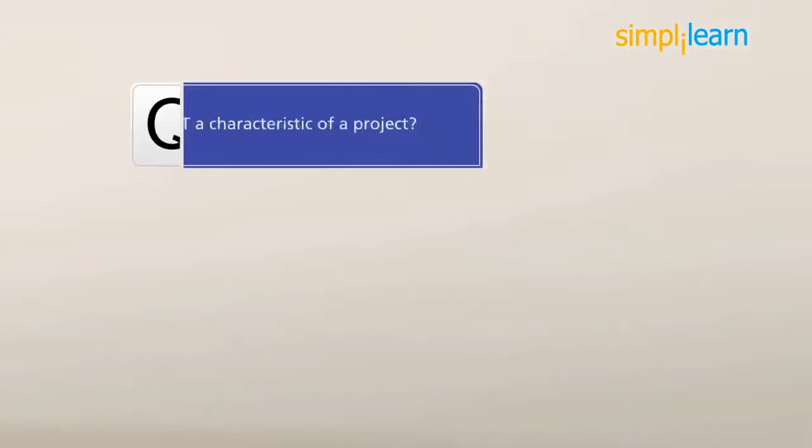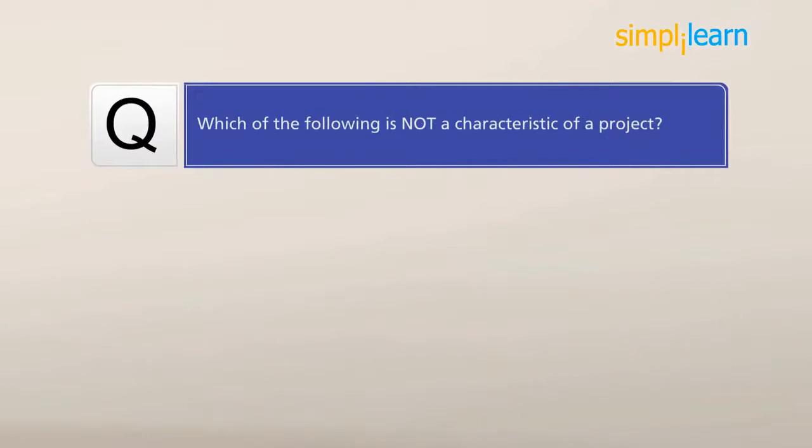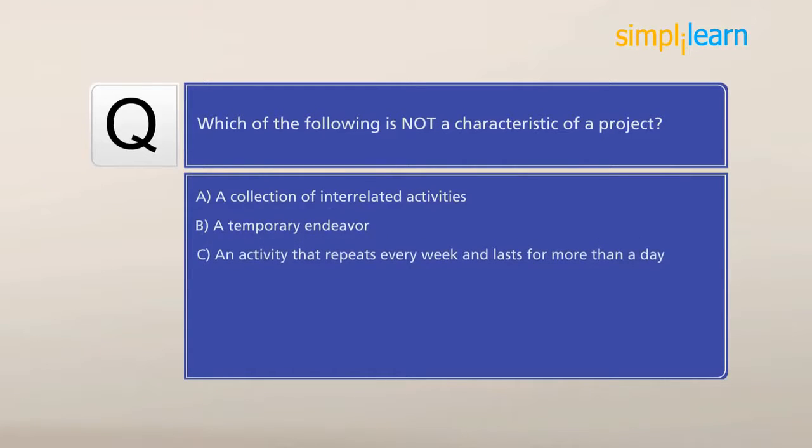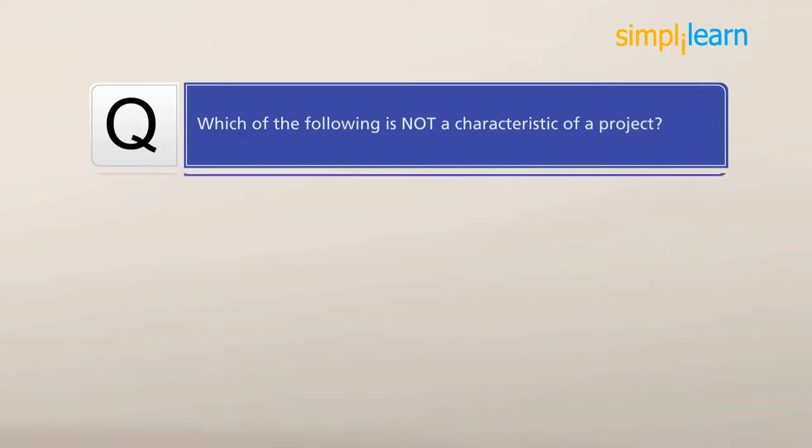The PMI will want to ensure that you have a solid understanding of important terms like projects and project management. An example question would look like: which of the following is not a characteristic of a project? A, a collection of interrelated activities. B, a temporary endeavor. C, an activity that repeats every week and lasts for more than a day. Or D, a set of activities with a definite beginning and end. The correct answer is C.